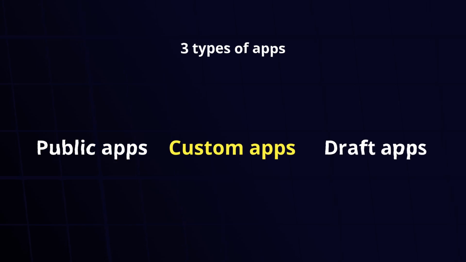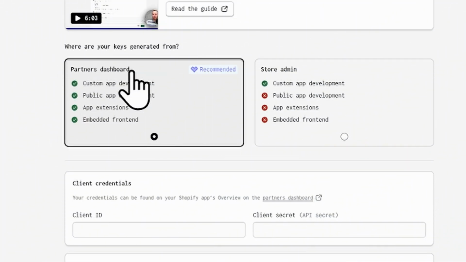Whereas custom apps are created in the store admin, meaning this is only made for one online store. And lastly, draft apps are the apps that are meant only for testing purposes. But once you install this to an online store, this is going to be a custom app. We're going to use the partner's dashboard, the app that is created through the partner's dashboard, okay?